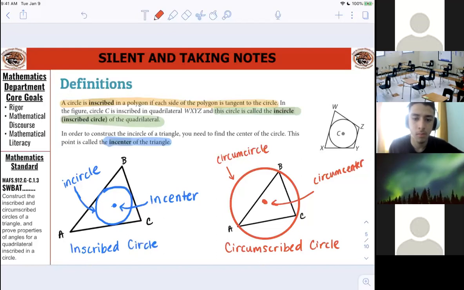All right, anybody still need a second to make these diagrams? Okay, so let's actually do this, guys. Let's go ahead and make our incircles. If you're at home, go ahead and get your protractor and compass.